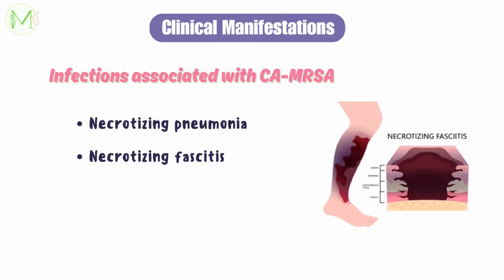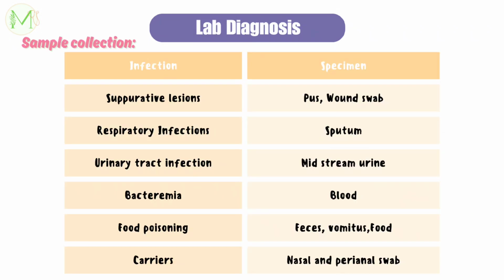Then, the infections associated with community-associated methicillin-resistant Staphylococcus aureus are necrotizing pneumonia and necrotizing fasciitis. Now, let's have a quick look at the laboratory diagnosis of Staphylococcus aureus. Initially, we need some sample to detect the bacteria in our body. So, depending on the type of infection, we need to collect different types of specimens.